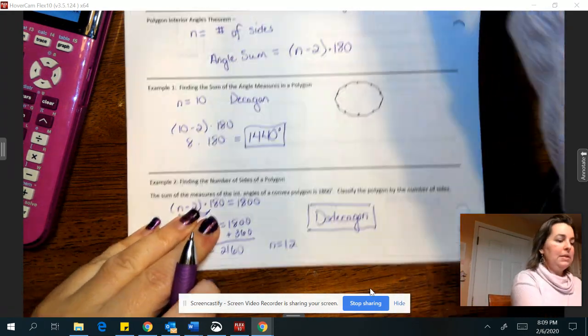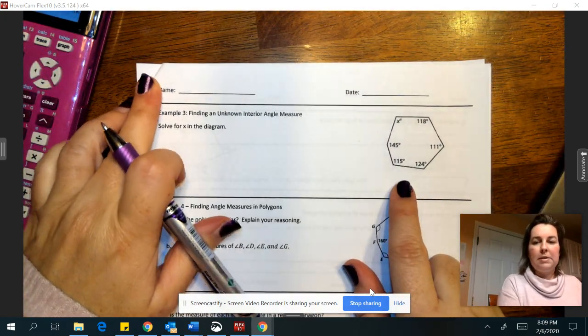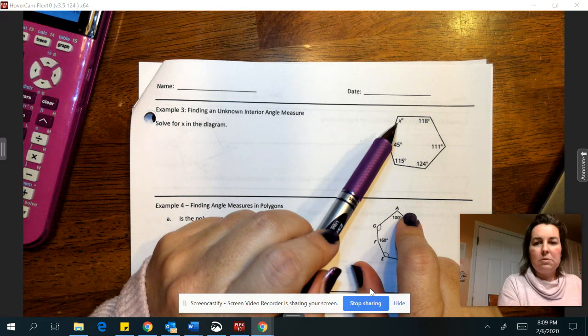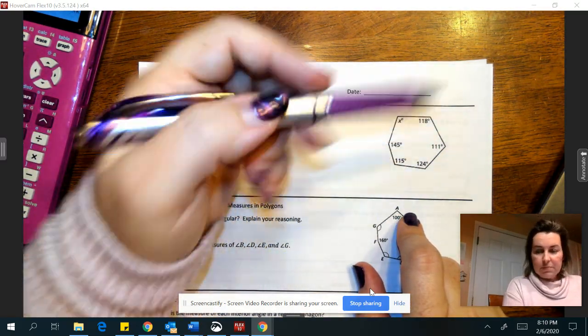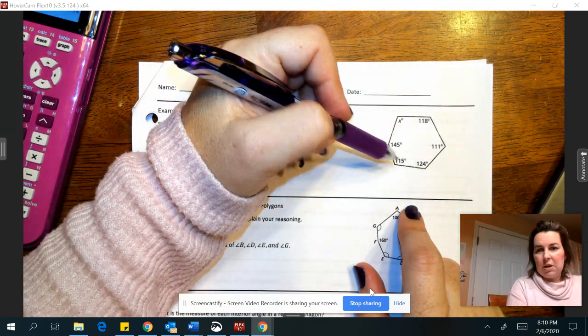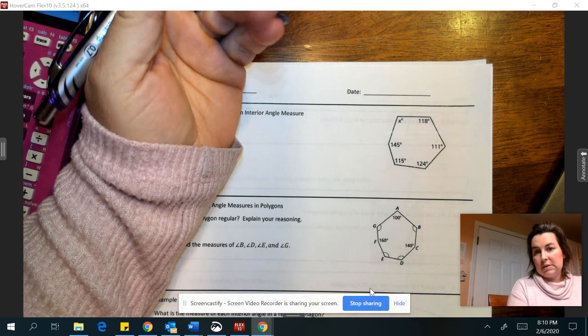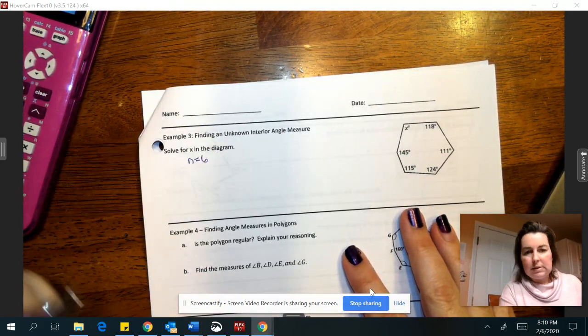Okay. So what's on the next page? On the next page, we have examples where we need to figure out what x equals. In order to do this, I need to figure out what all the angles should add up to. So you can just count the angles. There's 1, 2, 3, 4, 5, 6. There's 6 angles, so there's 6 sides. So I know my n is 6.